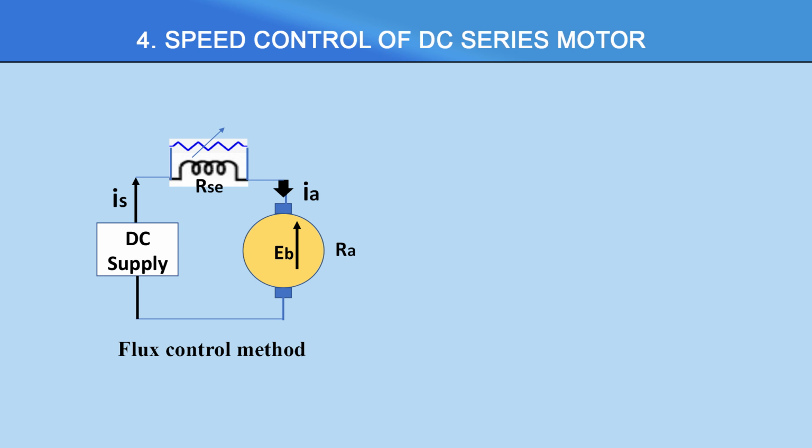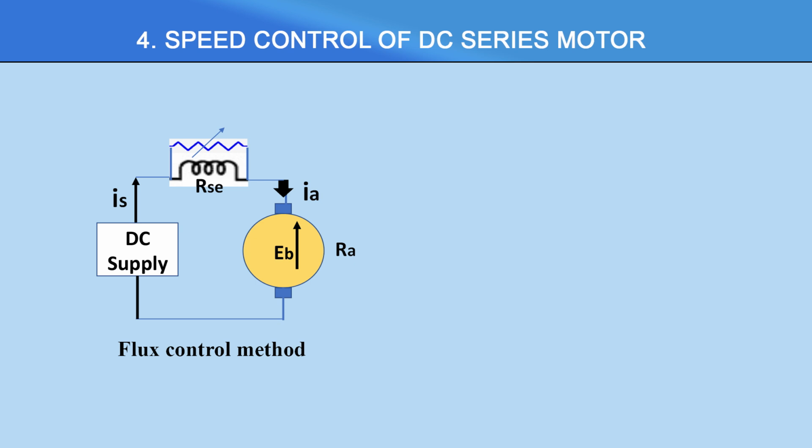Flux control method. Coming to the flux control method, how will we control the flux, and what results did we achieve in the case of the shunt motor? In the shunt motor, we have seen that with the help of flux control, the speed is increased. In the armature control method, the speed was reduced. Similarly, these methodologies, the flux control method and the armature control method, will be discussed here for the DC series motor.